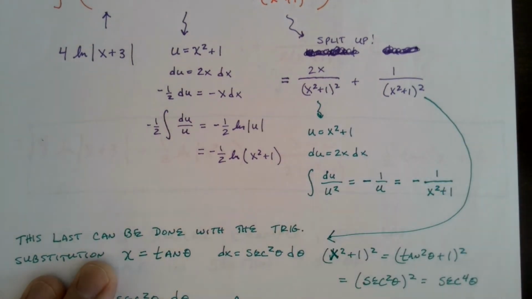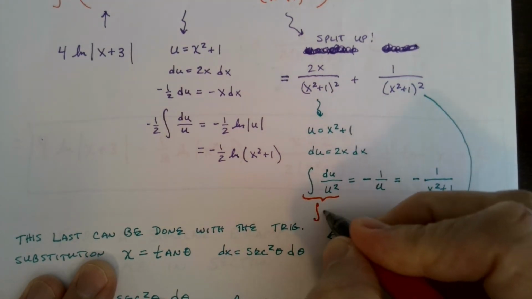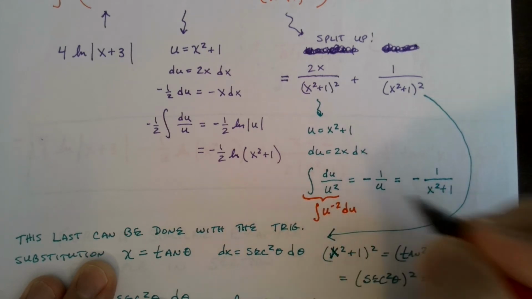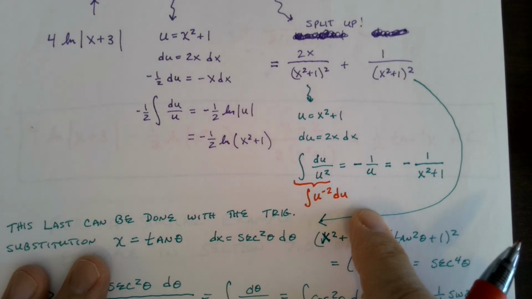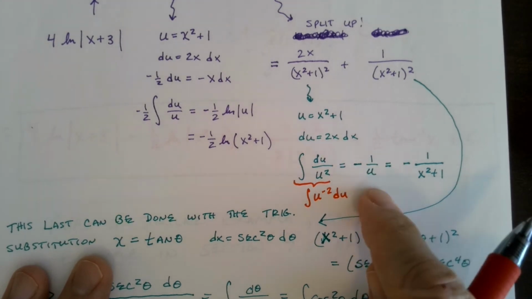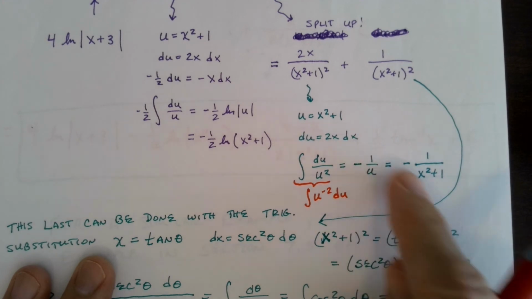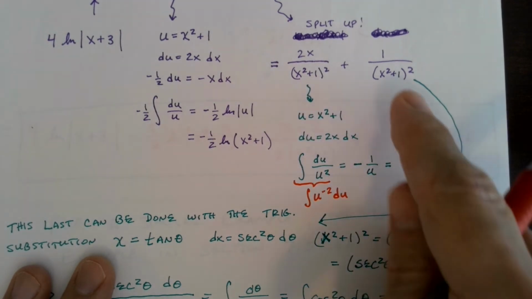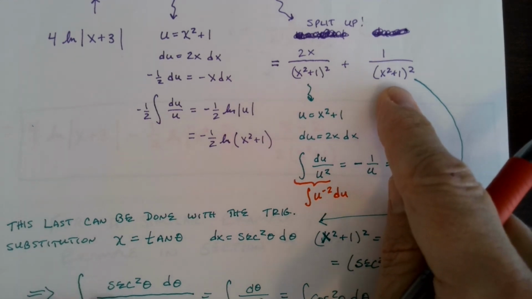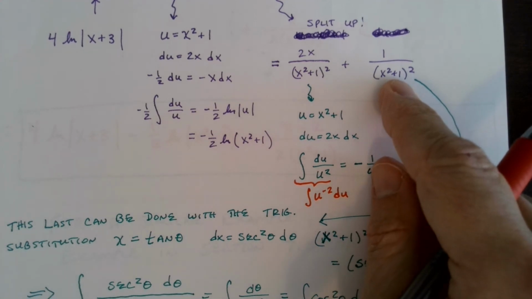Remember, this is the same as the integral of u to the negative 2 du, which the antiderivative is u to the negative 1 divided by negative 1, which is negative 1 over u. Okay, so it's not log. Notice it's just power rule. And u was x squared plus 1. So there's the antiderivative of that. All right, last I have this one. Well, this one is a big bear, because if I let u be x squared plus 1, du is 2x.